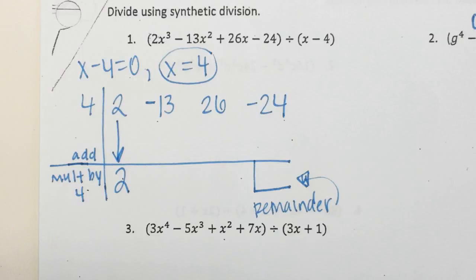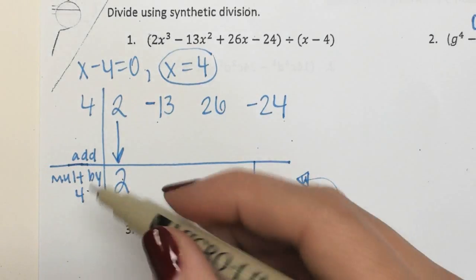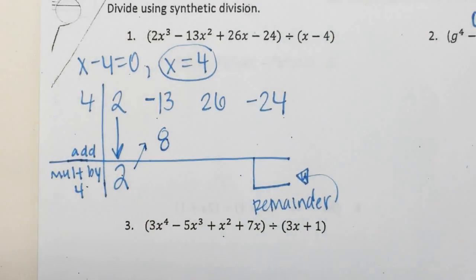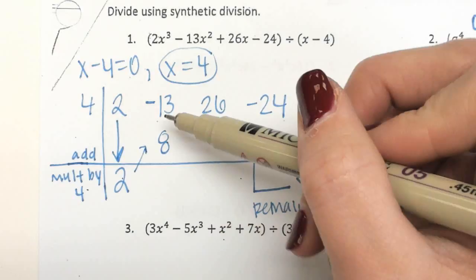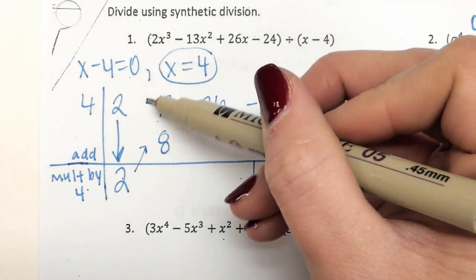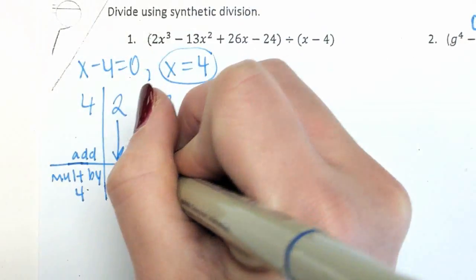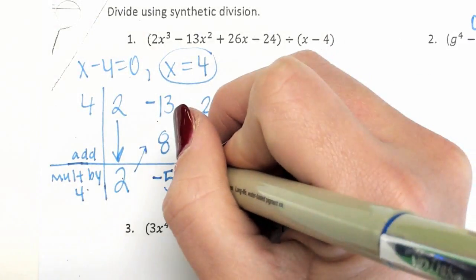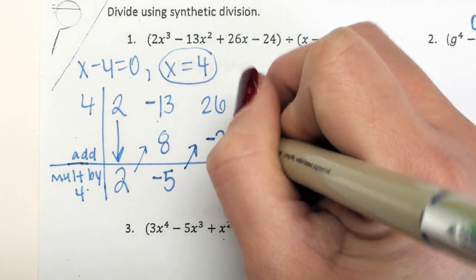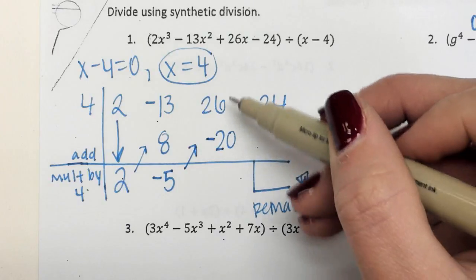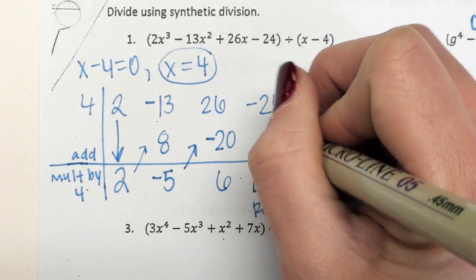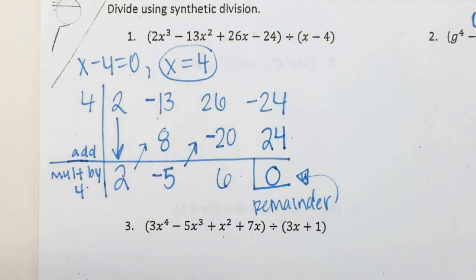Alright, 2 is underneath the line, so we're going to do what with it? And what's 2 times 4? That goes here. 8's above the line, so we're going to do what? Add it to negative 13. So what's negative 13 plus 8? Good. Negative 5's underneath the line, so we are going to multiply by 4, and then we're going to do what? Add them. So that makes 6. 6 times 4. What's my remainder? Good.